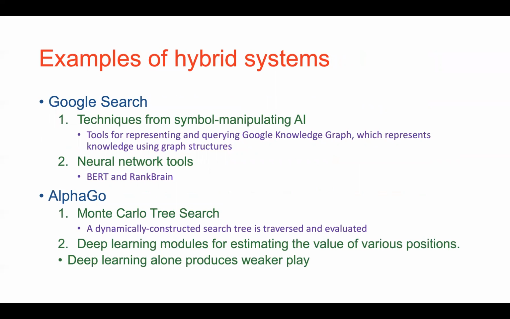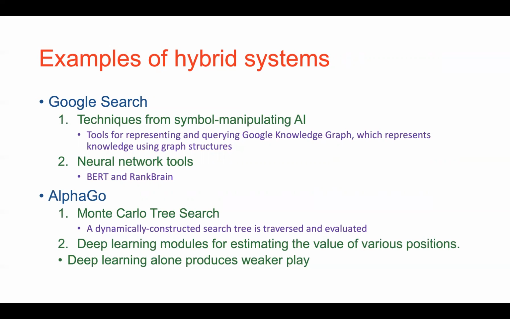Google search techniques for symbol manipulating AI: tools for representing and querying Google knowledge graphs, which represent knowledge using graph structures. We'll have a lecture on knowledge graphs a bit later in the semester. And then neural network tools are used in Google search for BERT and RankBrain and other things.